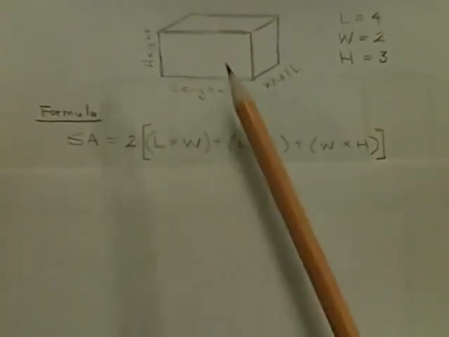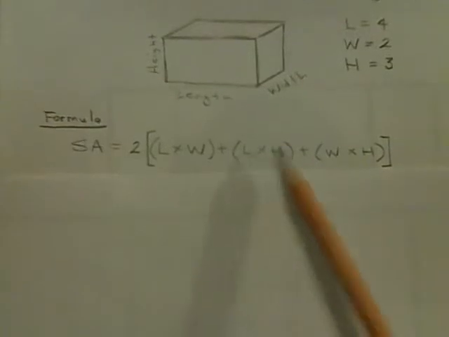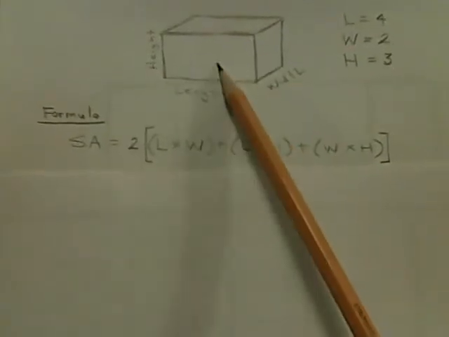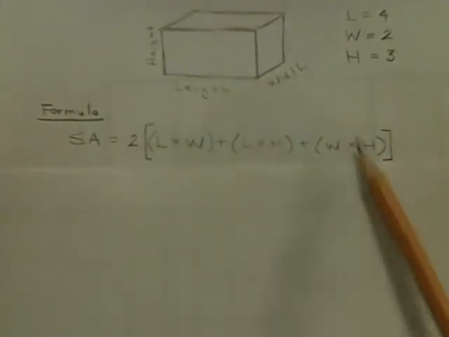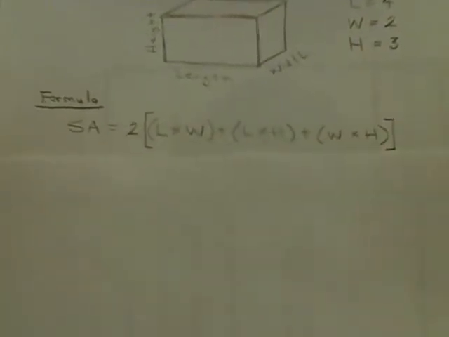Length times width would be your top and your bottom. And length times height would be your front and your back. Width times height would be your right side and your left side. And of course, you could see three of them, and then we multiply times 2 to account for the other ones that we can't see that are identical to those.